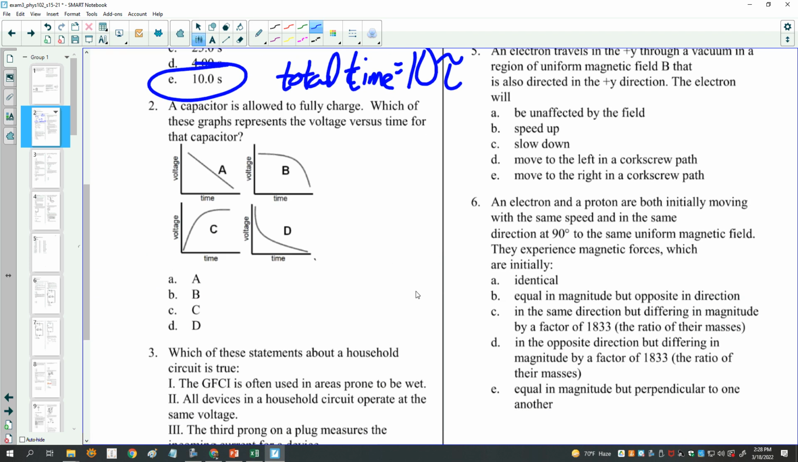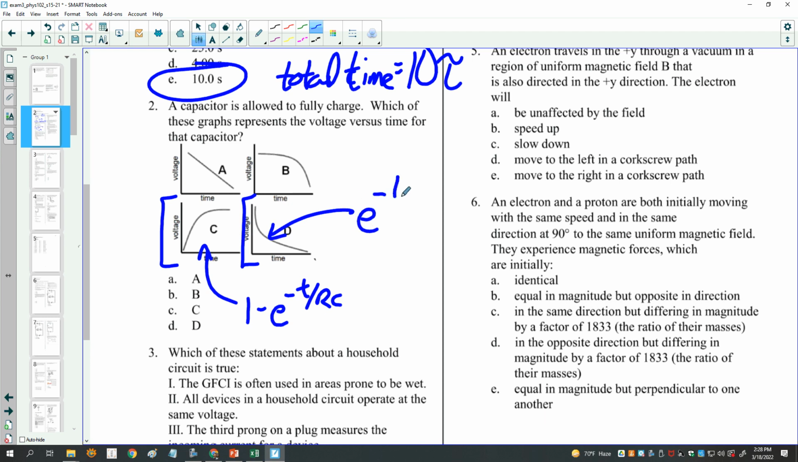Also here, make sure that you understand the growth and decay functions and what they look like. This is a growth function. This is a decay function. The growth function is attached to those functions that look like this, or that graph looks like that. And this graph, the decay function, looks like this. So you can look at your equation sheet and see which ones have this e to the minus t over RC, and this one has the 1 minus e to the minus t over RC.